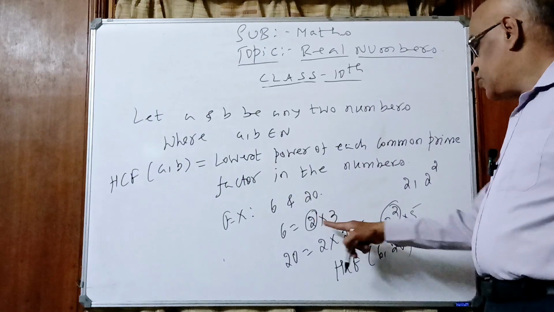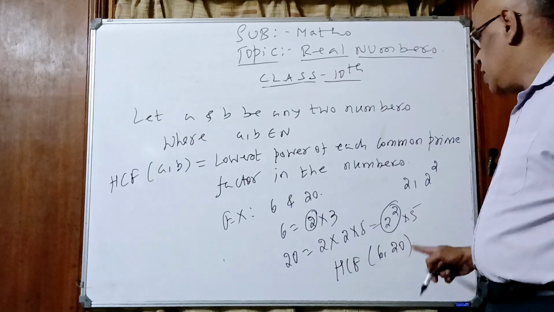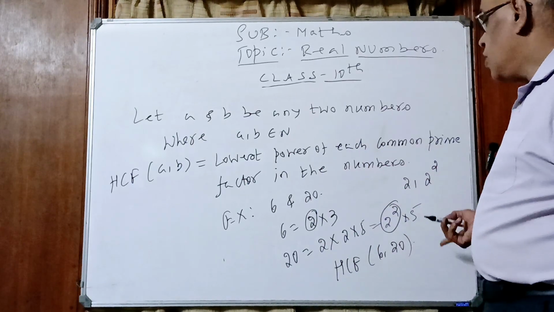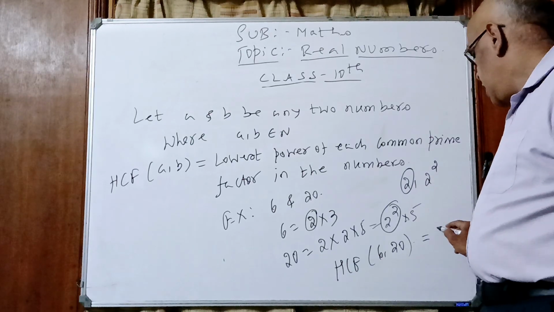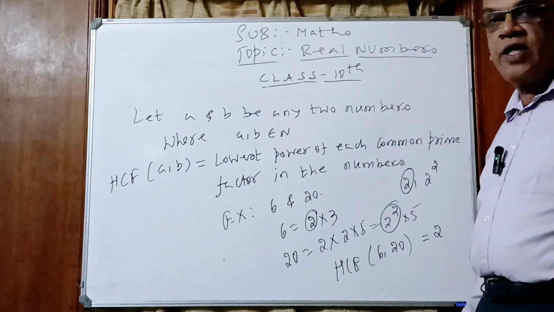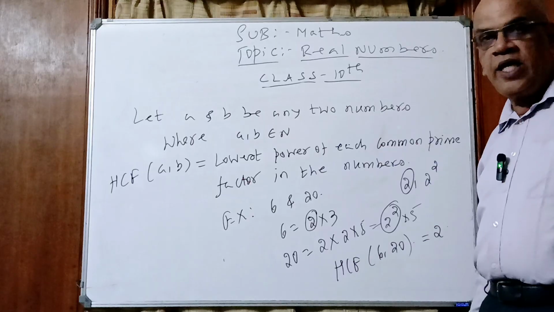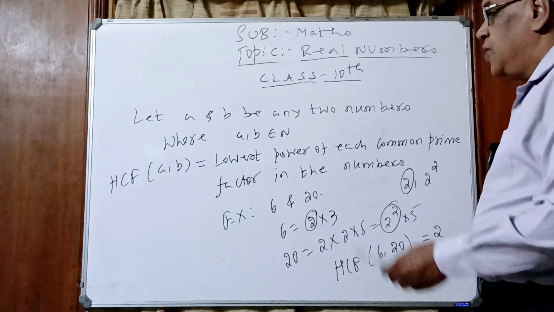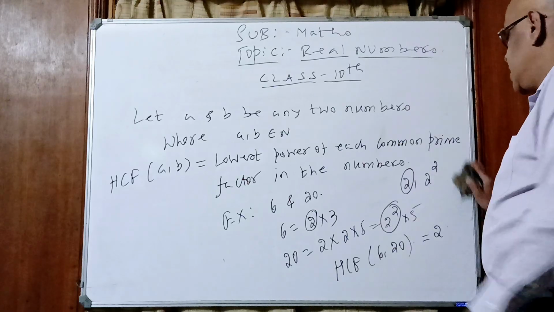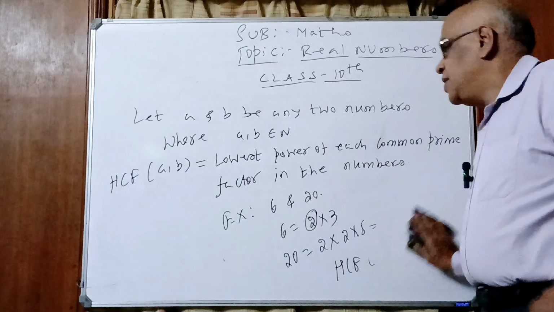Then we take the lowest power of each common factor. In 6 it is 2. In 20 it is 2 square. Lowest power of the only common factor, 2, and we take the lowest power. What is that? 2. Therefore, HCF of 6 comma 20 is what, children? 2. Easy. Yes or no? Yeah. So, similarly, you can practice this. Easy to remember.